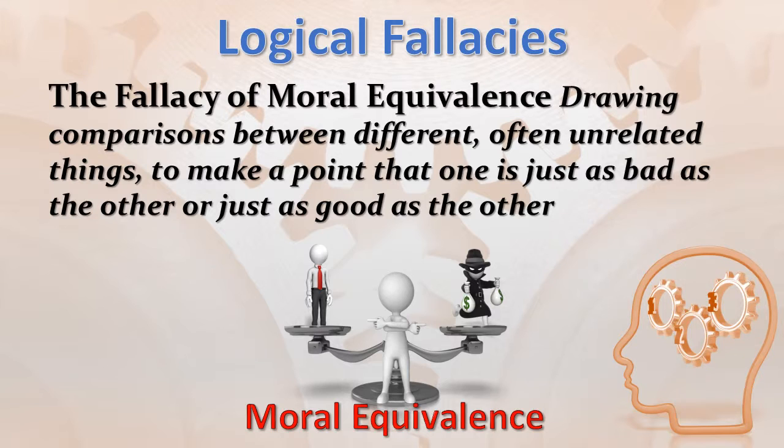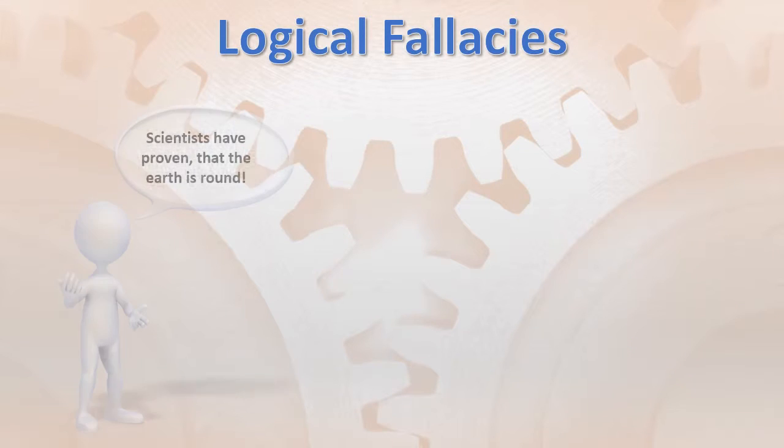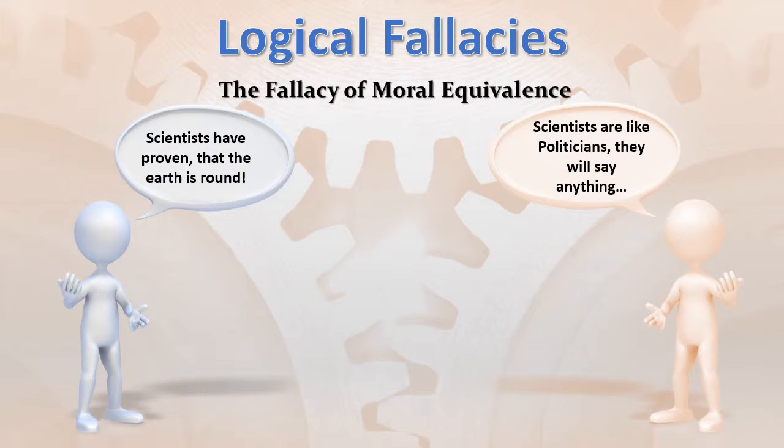Our final fallacy for tonight is called moral equivalence. This is done by drawing comparisons between very different things to make a point that one is just as bad as the other, or one is just as good as the other. If Bob said, "Scientists have proven that the earth is round," but Joe said, "Scientists are just like politicians. They'll say anything to win an argument," then Joe used moral equivalence to refute Bob's claim that the earth is round. Here's a clip to demonstrate the fallacy of moral equivalence.